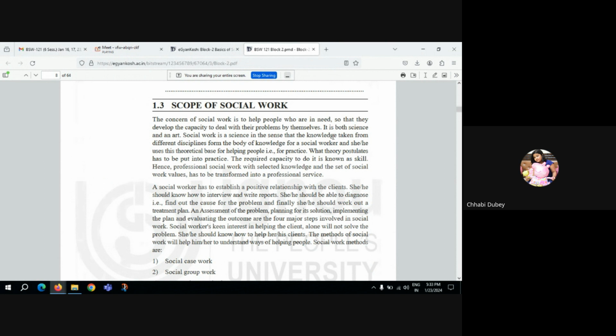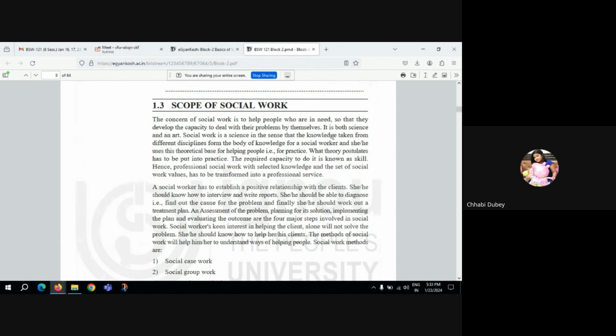Now, a social worker has to establish a very positive relationship with the client. He or she must know how to write reports, how to conduct interviews, and should be able to diagnose the problem, basically where the problem is. What kind of treatment plan can be thought about, what kind of intervention can be planned, and how can we assess the problem? We also need planning for its solution, how we are going to implement the plan, and finally how we are going to evaluate the outcomes. So the social worker's keen interest is in helping the client.